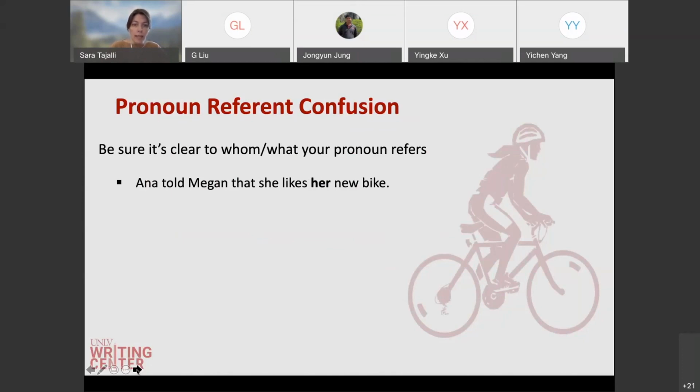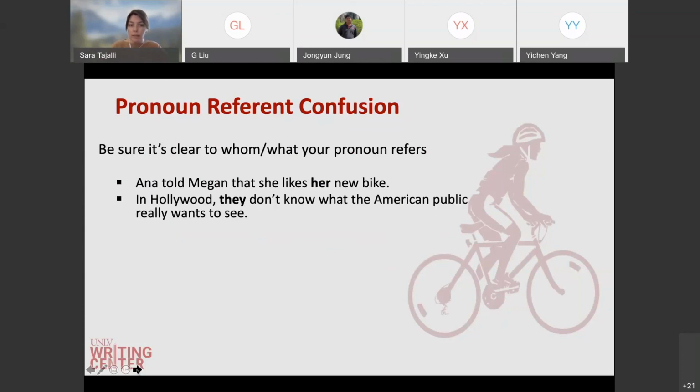Anna told Megan that she likes Megan's new bike. Anna told Megan that she likes Anna's new bike. Sometimes we need to have the proper noun in there because the pronoun doesn't give us enough information. We're not sure who it's referring to. All right. In Hollywood, they don't know about the American public. They don't know what the American public really wants to see. So who is the they referring to?